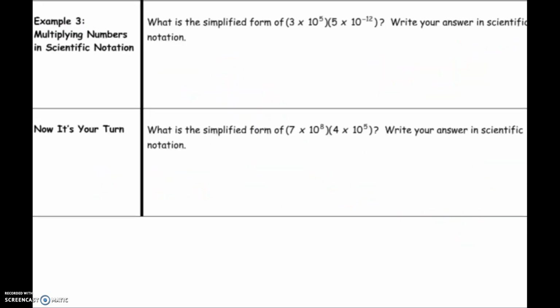Okay, the last example, example 3, has to do with scientific notation. So if you're given a number written in scientific notation, remember this little symbol means multiply, and parentheses mean multiply. So in this problem, again, it looks like two things are being multiplied together when it's really four things. So it's really just 3 times 10 to the 5th times 5 times 10 to the negative 12th.